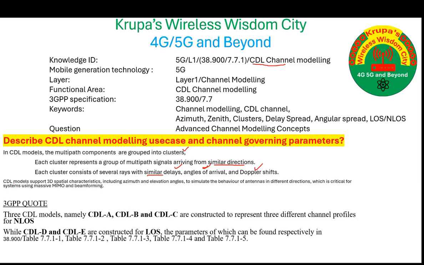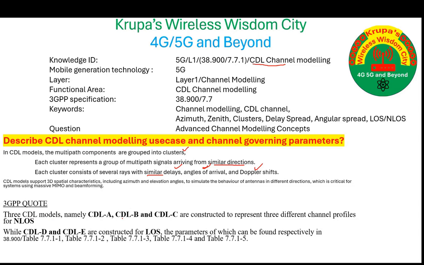CDL models support 3D spatial characteristics. We will come to the details of azimuth and zenith, how they cover the horizontal and vertical directions, including azimuth and elevation angles, to simulate the behavior of antennas in different directions, which is critical for systems using massive MIMO and beamforming. Let's go through one of the 3GPP quotes.